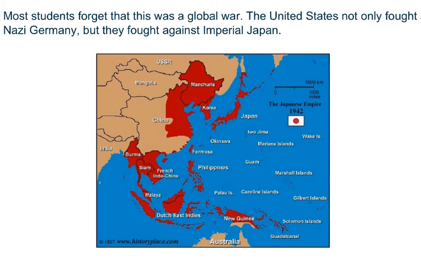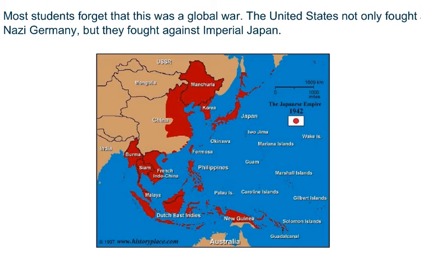So, one thing that most students don't know or forget is that this was a global war, which means that the United States was involved in wars both in the Pacific, in Asia, and in Europe. Now, surprisingly, the United States fought multiple wars, and they fought against Imperial Japan.